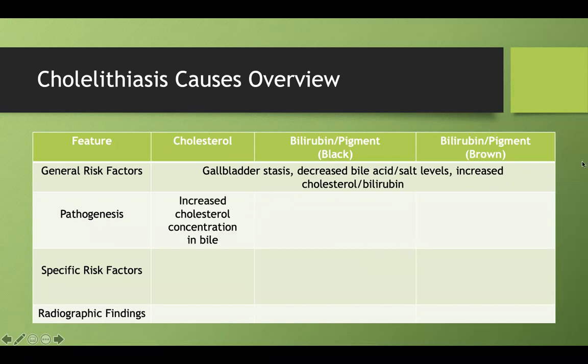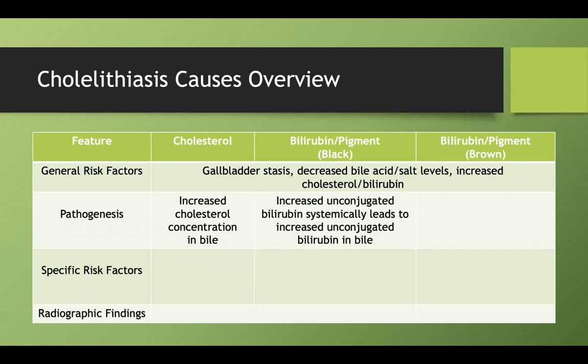And then the pathogenesis is a little different. Cholesterol is naturally going to be related to increased cholesterol concentration in the bile. If we talk about black pigmented stones, that's because of increased unconjugated bilirubin making it into the bile, usually through something like hemolysis. Whereas brown pigment stones, not necessarily related to increased systemic bilirubin, it's more related to bacteria that exists that can deconjugate that bilirubin into unconjugated.